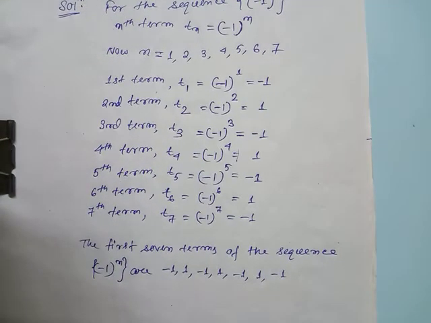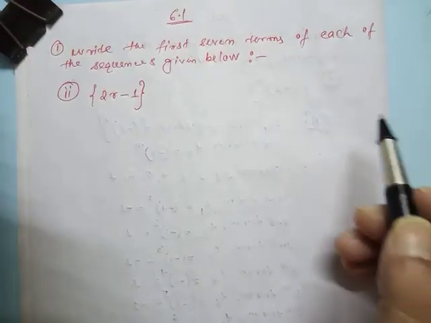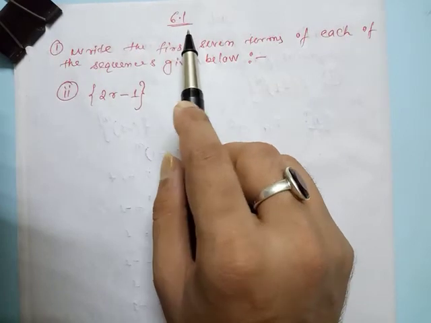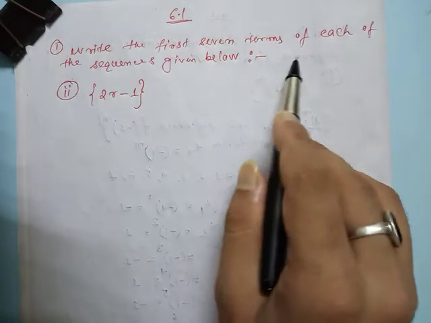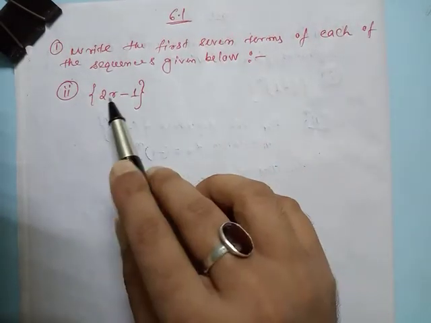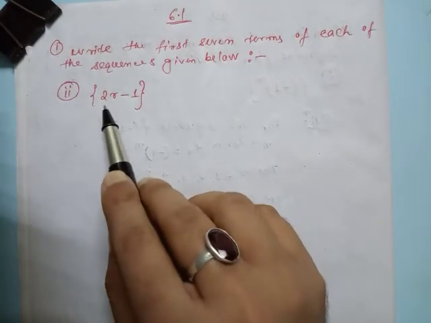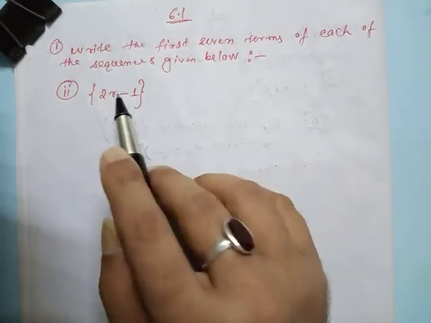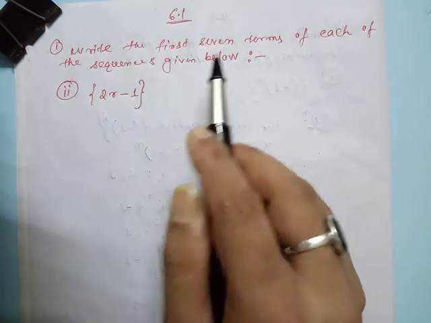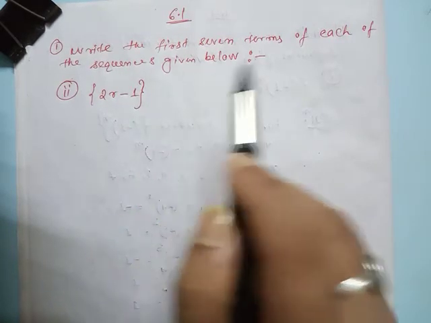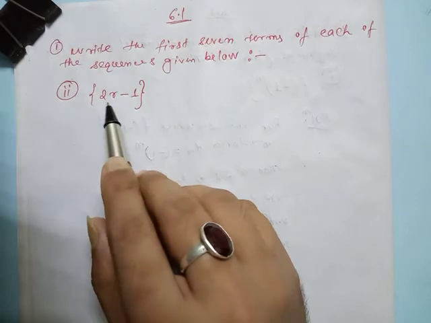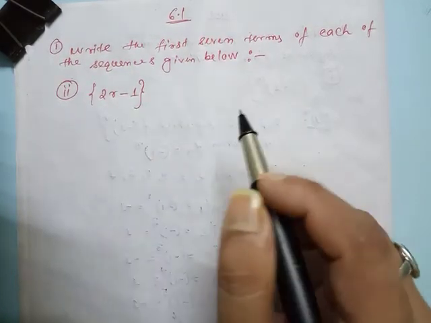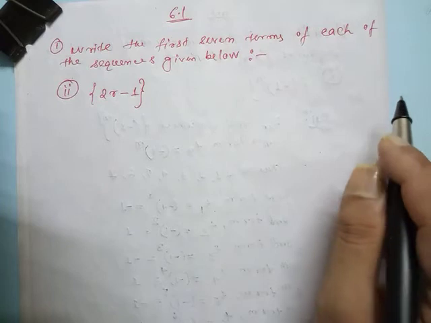Roman 1. Now let's have a look at Roman 2, how to solve it. Now students, from 6.1 question number 1 Roman 2: write the first 7 terms of each of the sequences given below, which means question number 2, 2r minus 1. You may remember, students, in the first question the value given was n, (-1)^n, and here the value given is 2r minus 1. Now let's have a look at how to solve it.